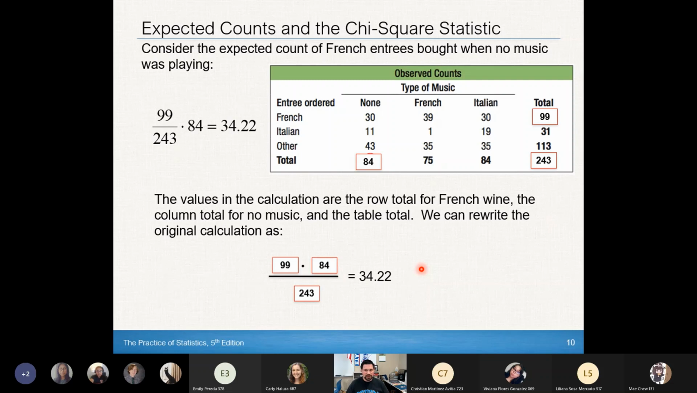Any questions about how we find an expected count for a particular cell of the table?